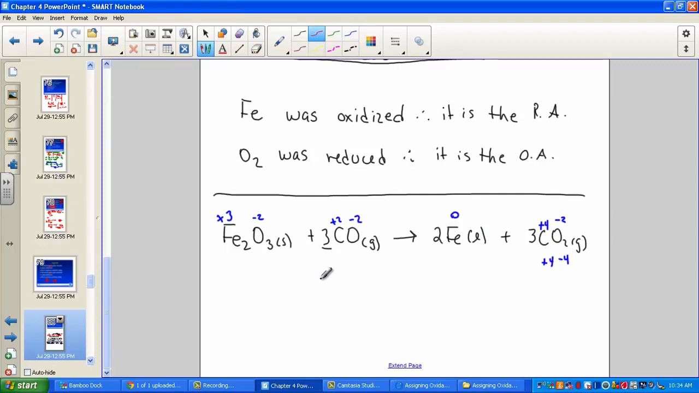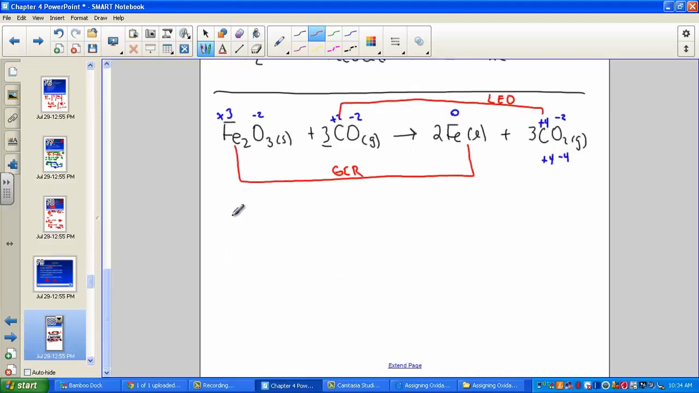Stand back and look. What's changed in the charges? I notice iron went from a +3 to a 0. It's going down on the number line. It is getting reduced, gaining electrons, making it become more negative. Carbon started at +2 and went to a +4. That's becoming more positive. Losing electrons is oxidation, making the element become more positive. So identify what was oxidized and what was reduced.